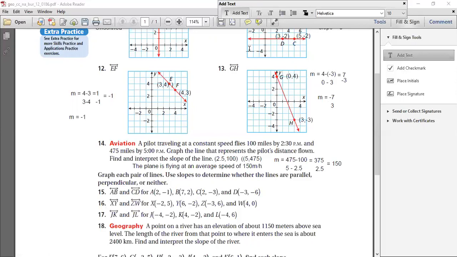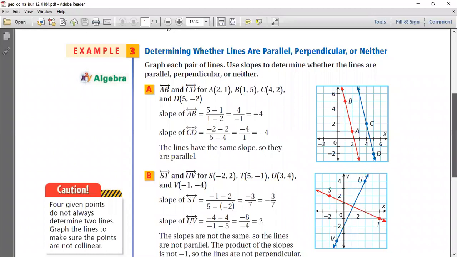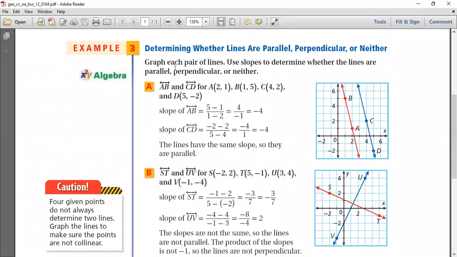Now again, this part you already have an idea of, but you must have forgotten it. Fine. Graph each pair of lines. Use slopes to determine whether the lines are parallel, perpendicular, or neither. Before I start explaining this, remember you learned something called reciprocal. Reciprocal means the other side. Like for example, if it was 4/5, it's going to be -5/4. Remember something like this?